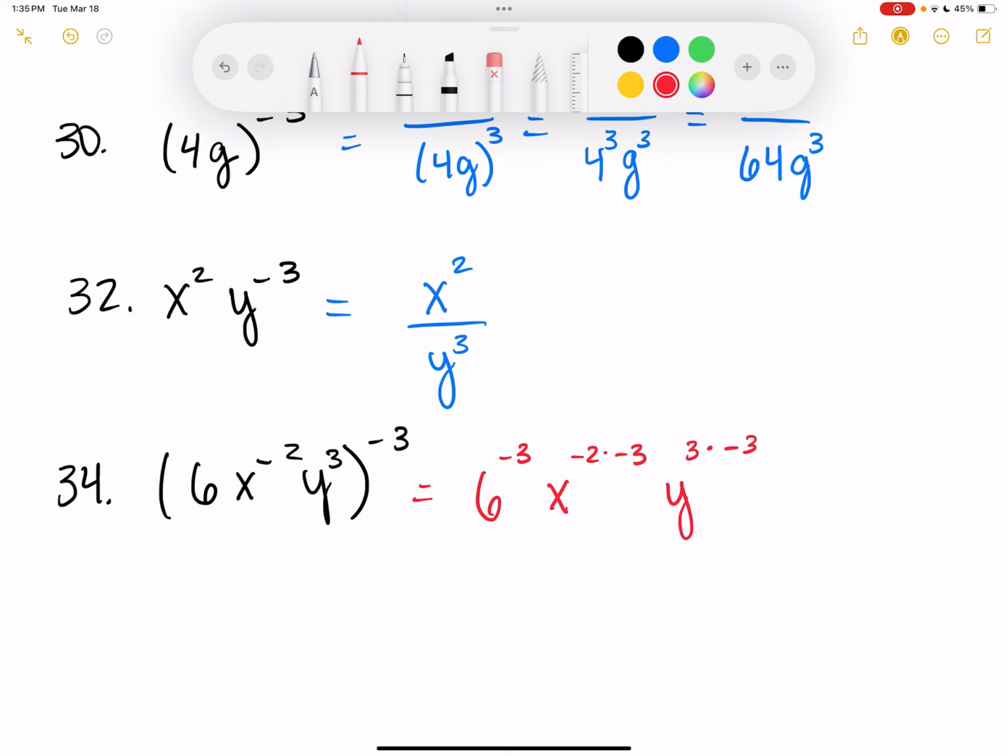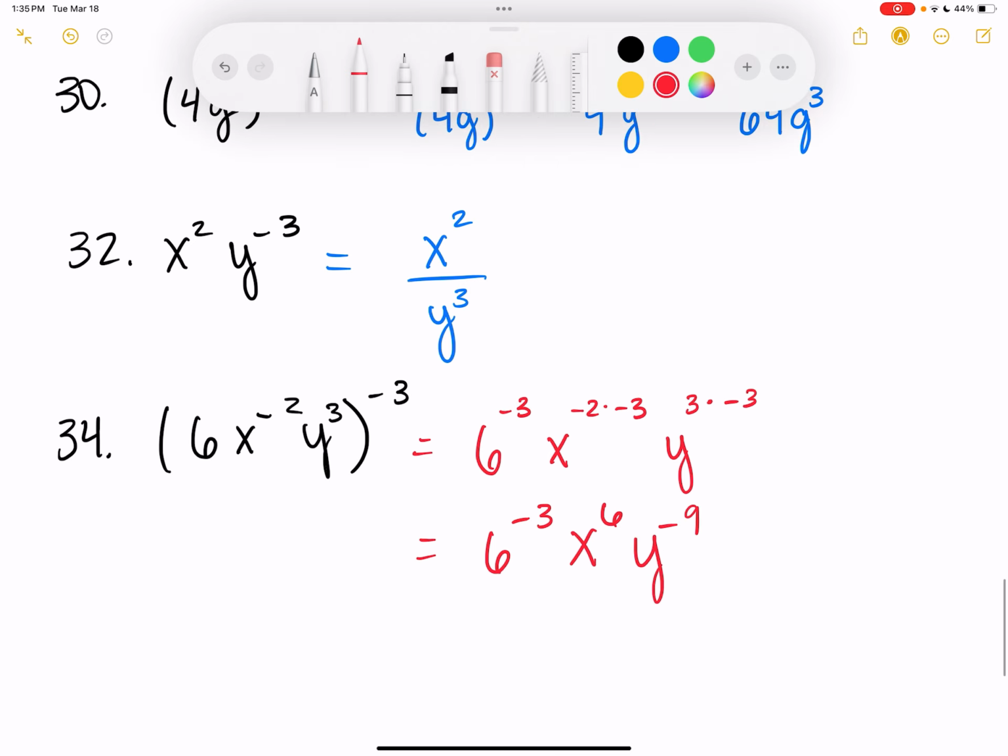So now this would give me 6 to the negative 3, x to the what? What's negative 2 times negative 3? Positive 6. And then 3 times negative 3? Negative 9. So this would be y to the negative 9. Now what do I need to do? Now you gotta put 1 over 6 to the third. Well, it's not 1 over, but I moved that part. Now what?